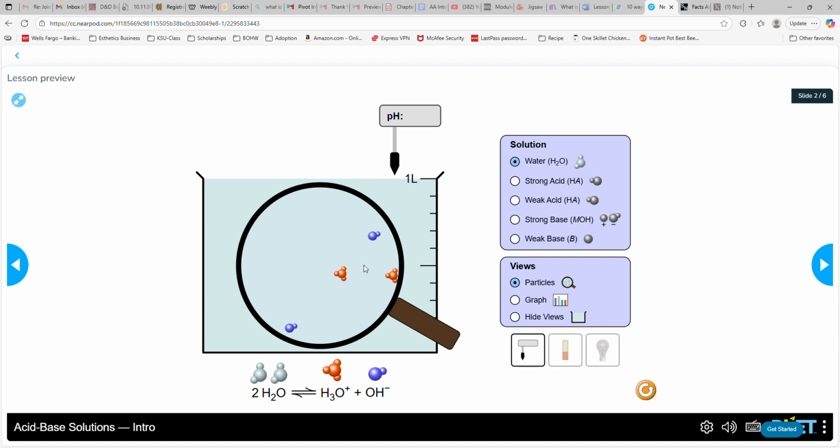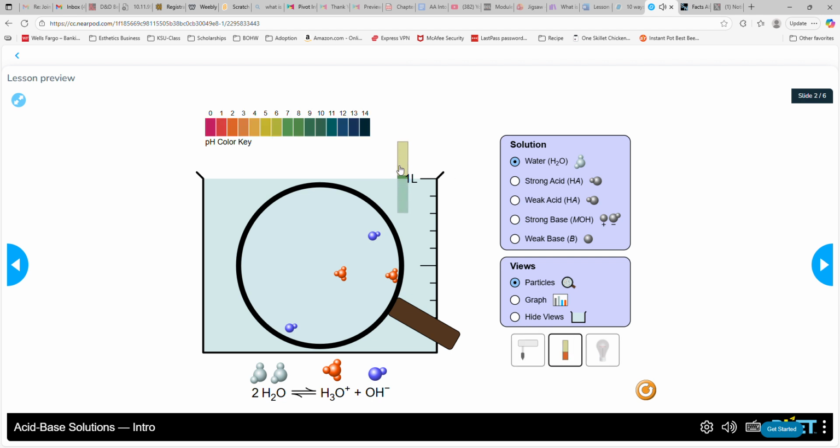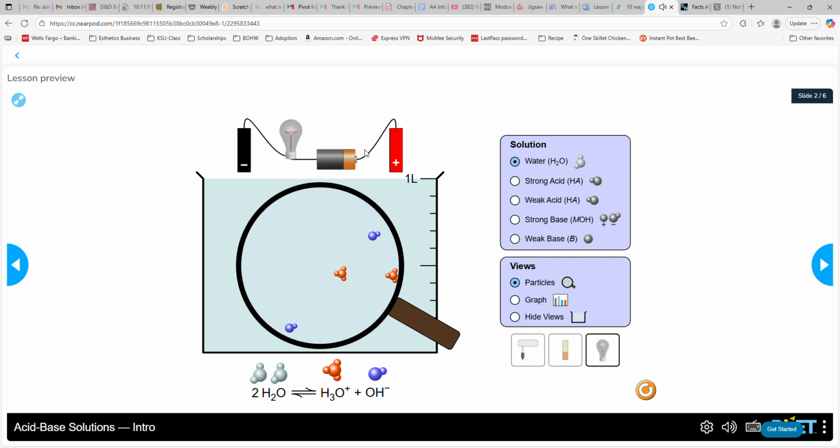So like this is water here. They have a pH meter where they can measure it. They can also play with litmus paper and dunk it and then compare it to the color key. And then they also have a magnet connected to a battery. So this shows the magnetism, I think that's the right word, for the solution.